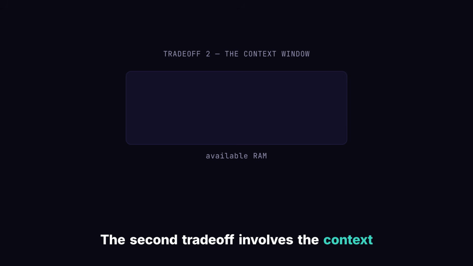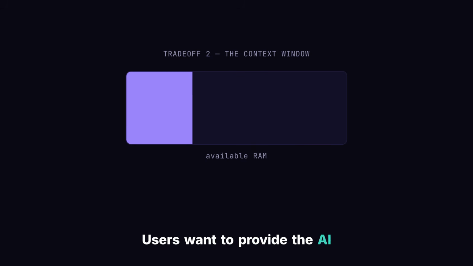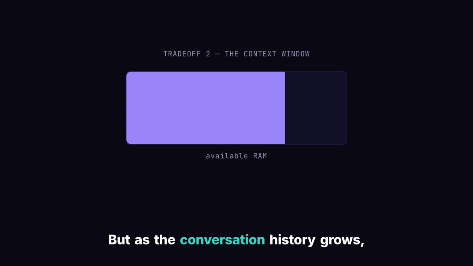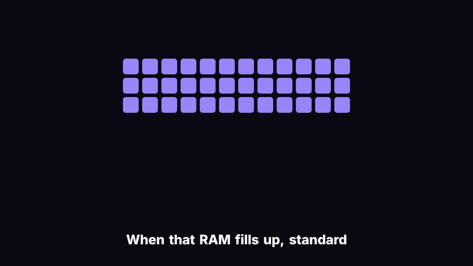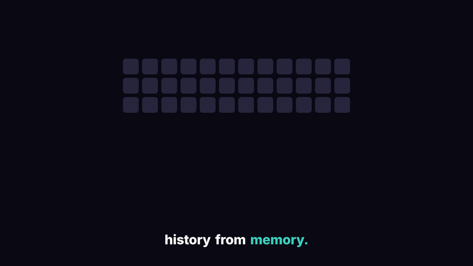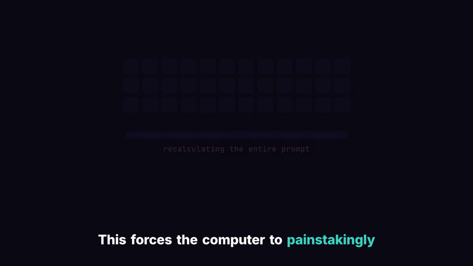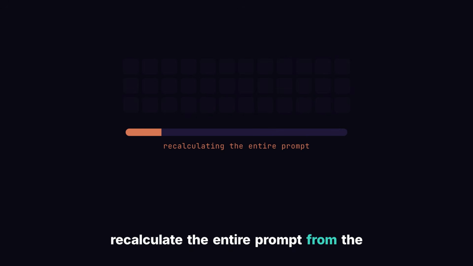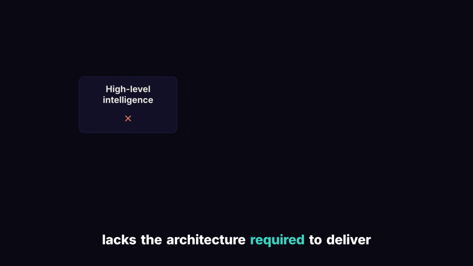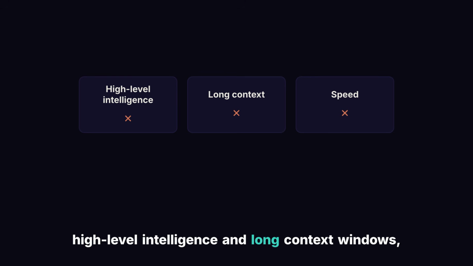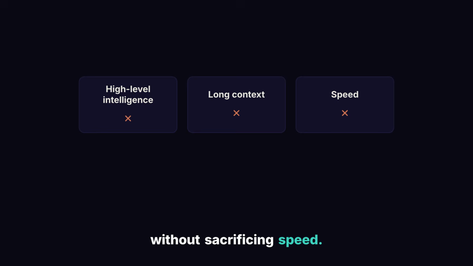The second trade-off involves the context window. Users want to provide the AI with massive amounts of data, like entire code repositories. But as the conversation history grows, it consumes the available RAM. When that RAM fills up, standard AI runners dump the entire conversation history from memory. This forces the computer to painstakingly recalculate the entire prompt from the beginning before it can generate a single new token. Most portable hardware lacks the architecture required to deliver high-level intelligence and long context windows without sacrificing speed.